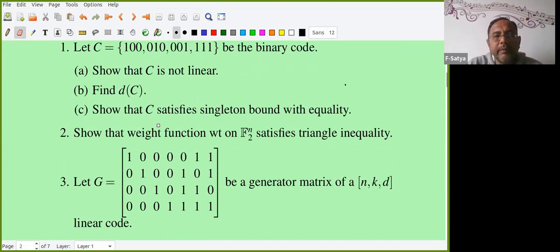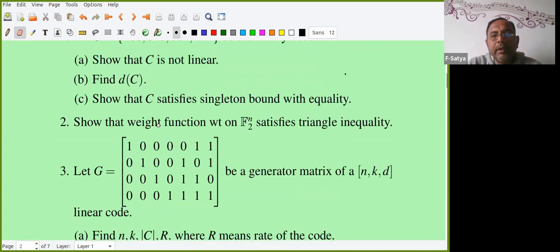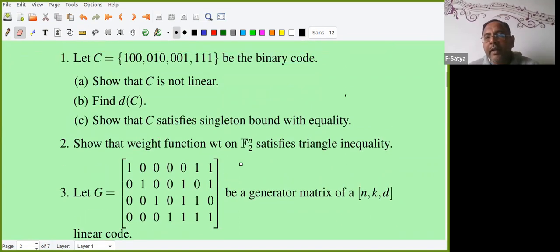Now I'll go to the next question. The weight function on F2 power n satisfies the triangle inequality. What does that mean? What do I have to show? Weight of u plus v is less than or equal to weight of u plus weight of v.